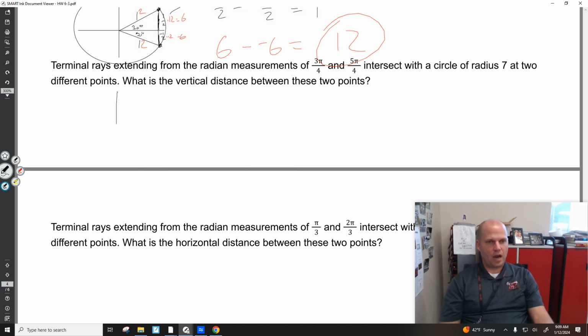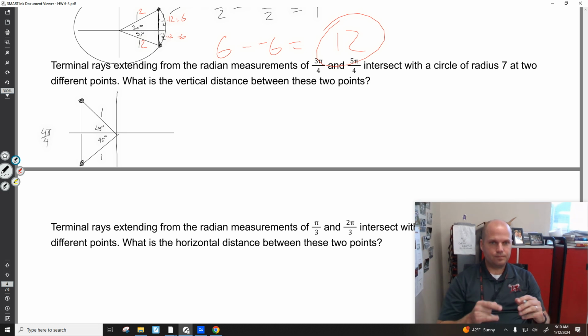Okay, we got 3 pi over 4 and 5 pi over 4. That's 1 pi over 4 less than 4 pi over 4, and 1 pi over 4 more than 4 pi over 4. Creates 45-degree reference angles. Creates our isosceles right triangles. We're going to start with the radius of 1. We are intersecting circles at points, so pretend there's a circle here, and this would be the point where we intersect that circle. What is the vertical distance between these 2 points?